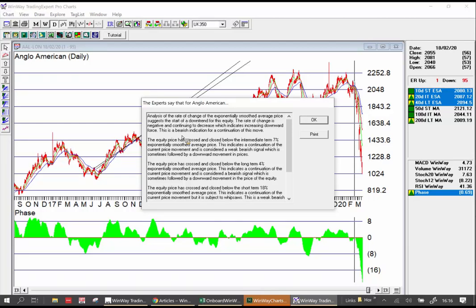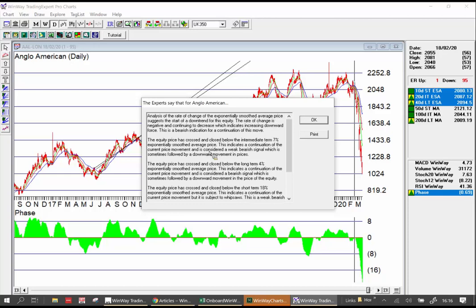Equally, it's saying also the equity price has crossed and closed below the intermediate term 7% exponentially smoothed average. So we've crossed below the ESA. The price has crossed below. And again, it says this indicates a continuation of the current price movement. It's considered a weak bearish signal, which is sometimes followed by a downward movement in prices. Not always, but sometimes followed by downward movement.